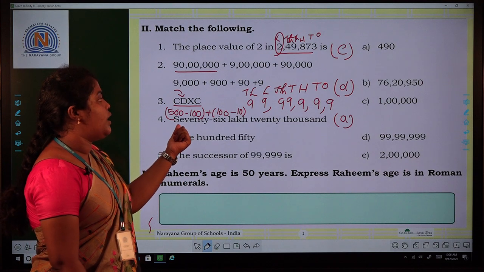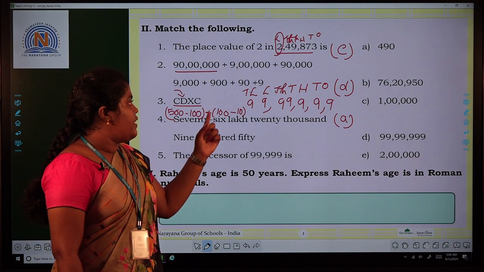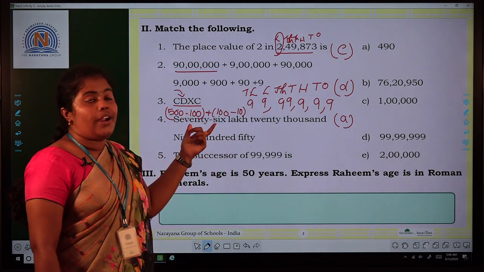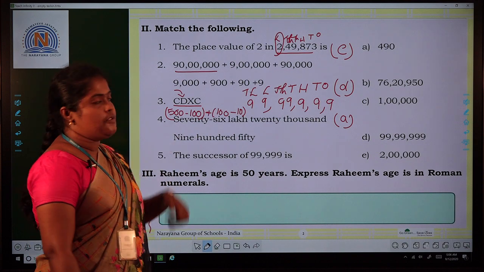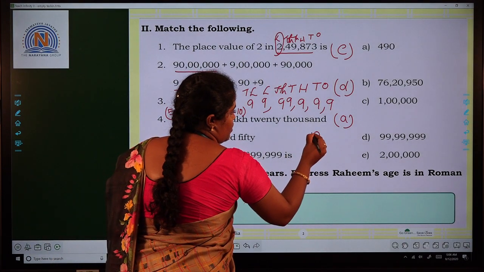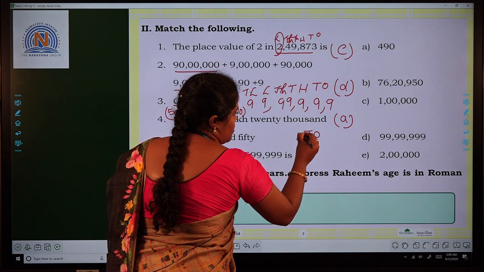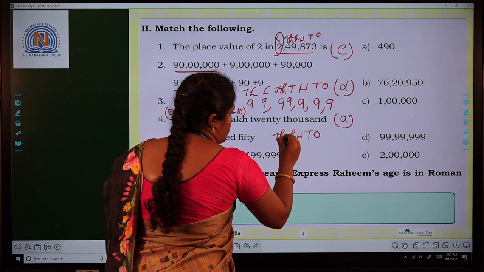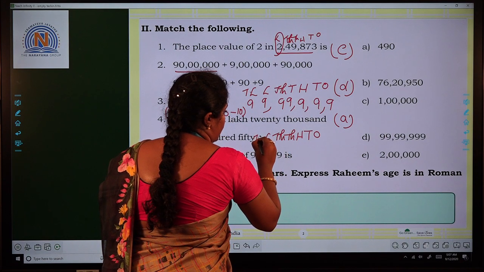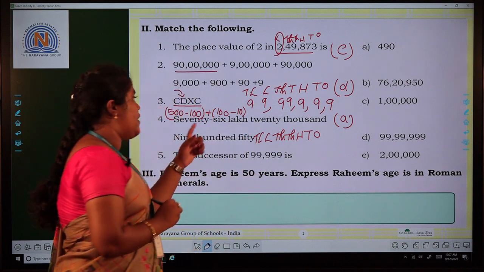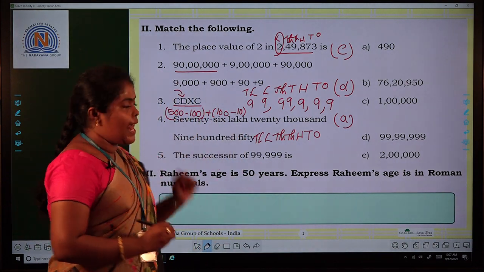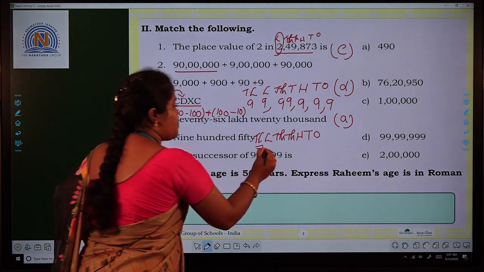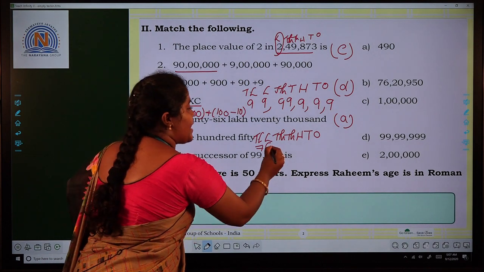Next question. They have given one number name. Please read the number name. 76 lakhs 20,950. So we have to write the places up to 10 lakhs first. Ones, tens, hundreds, thousands, 10,000s, lakhs, 10 lakhs. Here they have given 76 lakhs. So 7 we have to write in the 10 lakhs place. 6 we have to write in the lakhs place. 76 lakhs. Here it is a lakhs period.